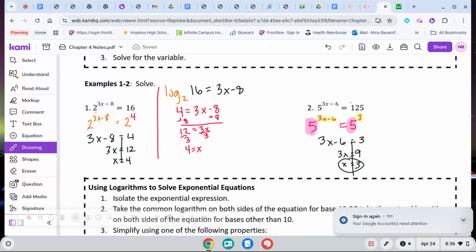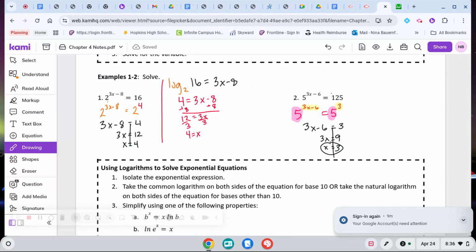Okay, so that's your first option, or the first thing we'll cover: rewriting numbers so that the bases match, and then setting the powers equal to each other.